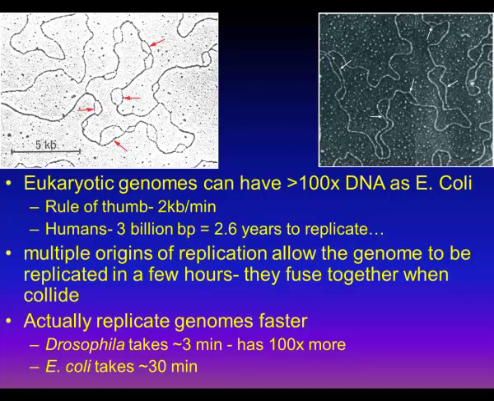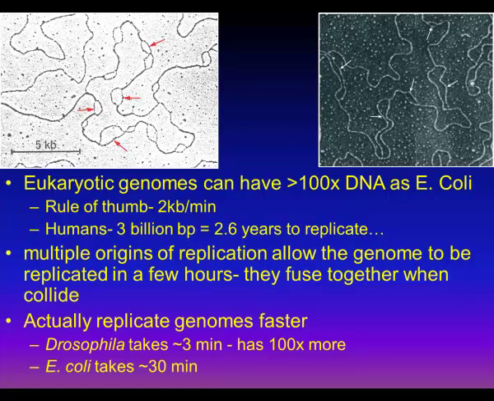And so if there was only a single origin of replication, it would take about 2.6 years to replicate the genome. That won't work to serve the needs of a growing and reproducing organism. Can you imagine if it took 2.6 years to regenerate every skin cell in your body? So obviously these multiple origins of replication are very important, in that they allow the genome to be replicated in just a few hours.